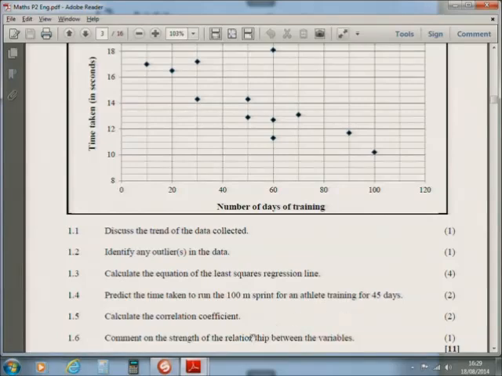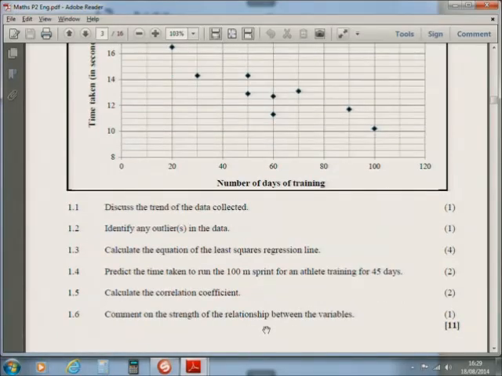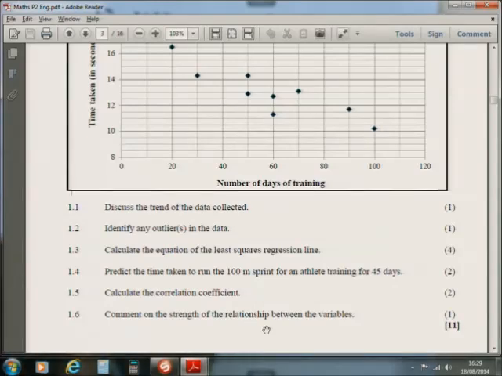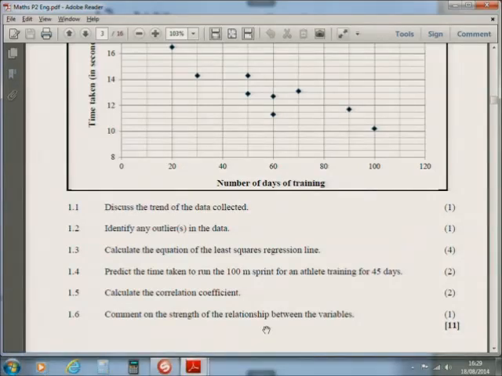At least comment on the strength of the relationship. You see number 6 now. Comment on the strength. This was number 5. Comment on the strength of the relationship. In fact, number 5 said first, I skipped the first one. Number 5 first said, calculate the correlation coefficient.